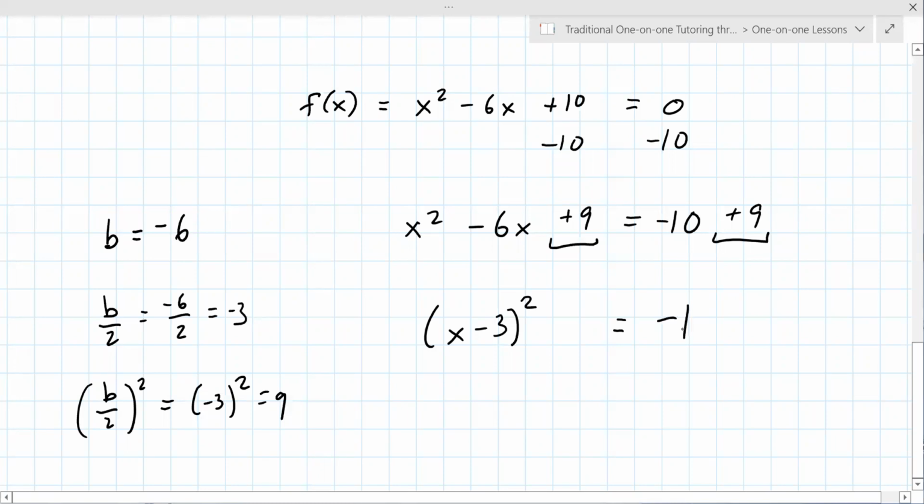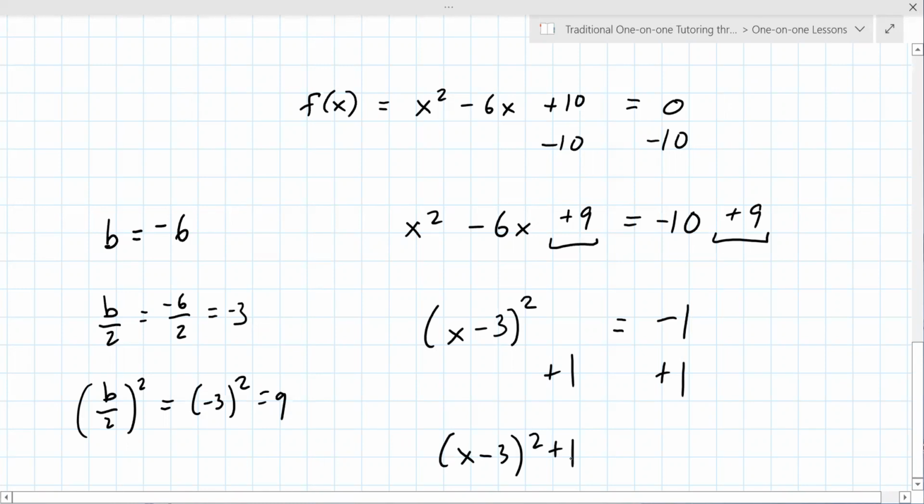But you're not done here. There's a little bit more to do, and that is to add 1 to both sides, because you want to get that number back over there. So we have x minus 3 squared plus 1.